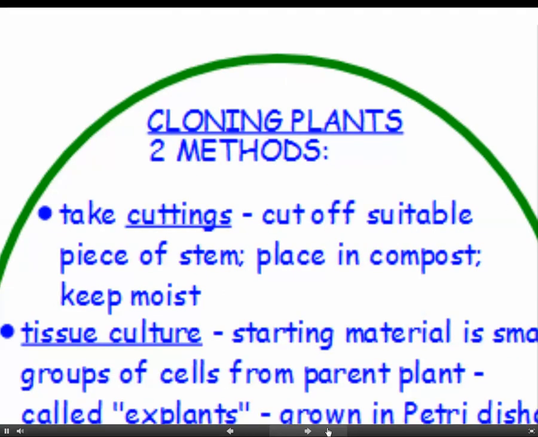Plants can be cloned. There are two methods. You can take cuttings, or there's tissue culture. Cuttings are very simple. You cut off a suitable piece of stem, you place it in compost, and you keep it moist. It'll grow roots and it'll grow into a new plant.